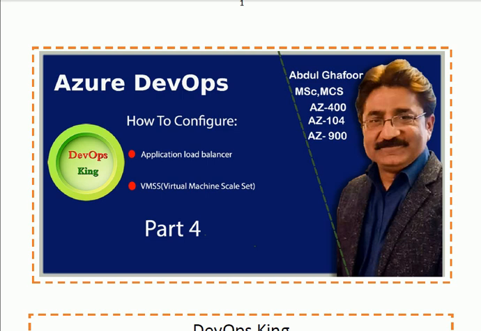Today, we shall discuss part 4 about how to configure application load balancer and VMSS. And it is the last part of this series.